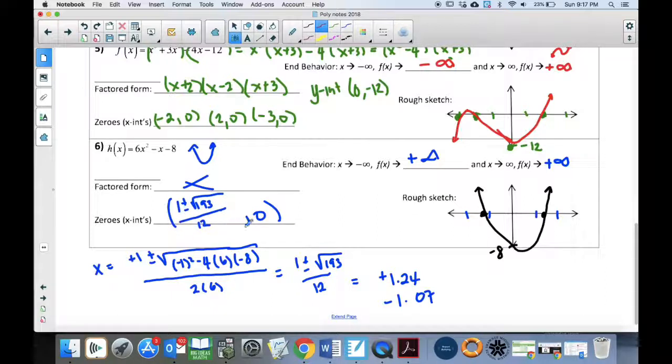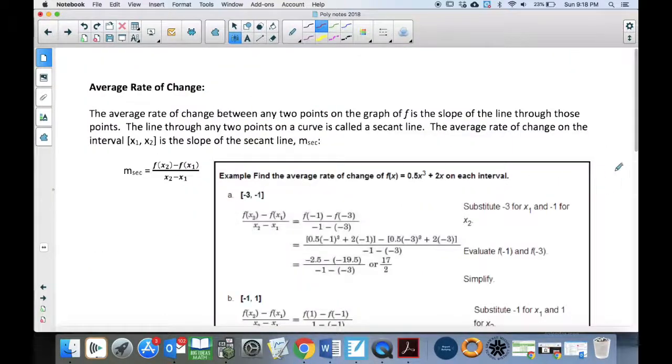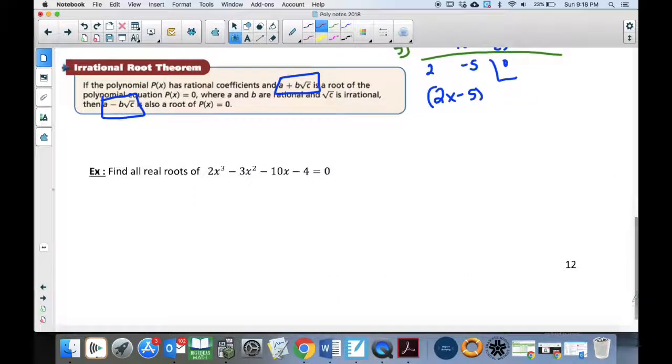And you know from quadratic formula that anytime you have 1 plus a square root, you also are going to have 1 minus a square root. That's always going to be the way it works. And so that's what this irrational root theorem is going to be talking about. Let's take a minute to do what we did before. Give us some practice of listing out all of the possible roots.